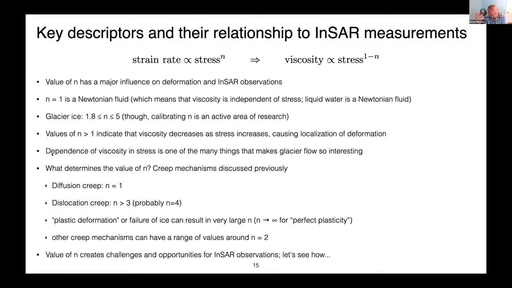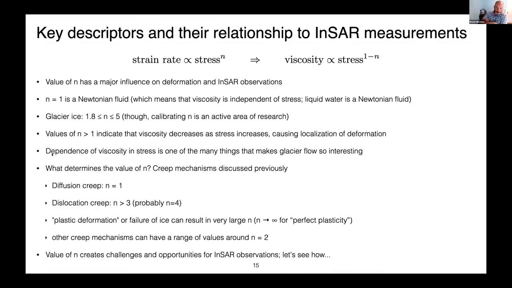But the obvious question is, what determines this value of n? And the short answer is the creep mechanisms that we discussed previously. So with diffusion creep, we get n equals 1, so we get a Newtonian fluid, which is kind of boring. But pretty much everywhere in ice, or at least everywhere in ice on Earth under terrestrial conditions, we'll typically see a significant contribution of dislocation creep that we talked about before, this motion of carpet across the floor.